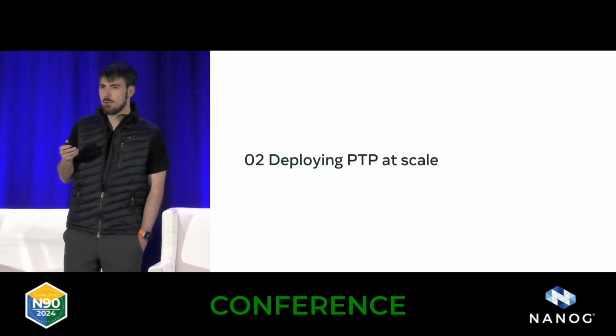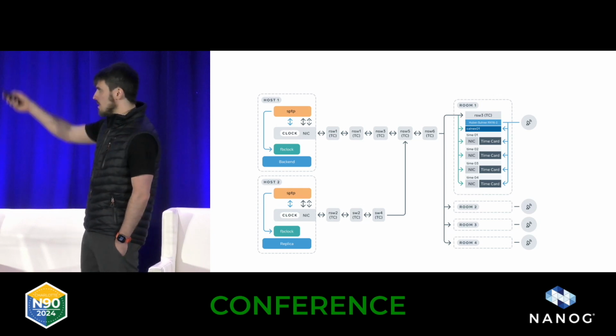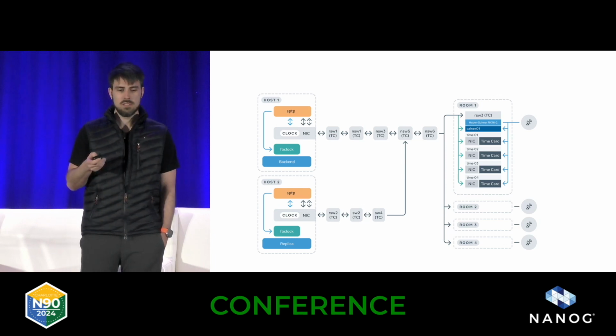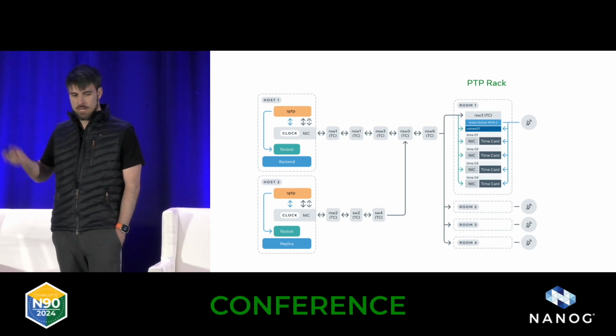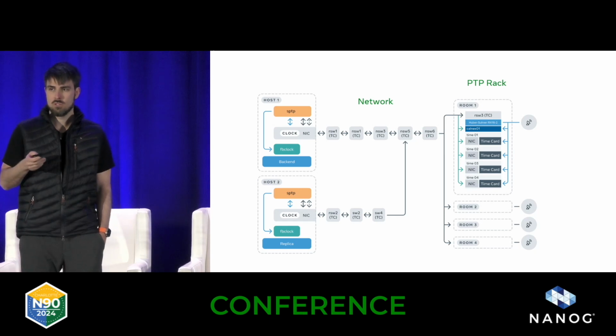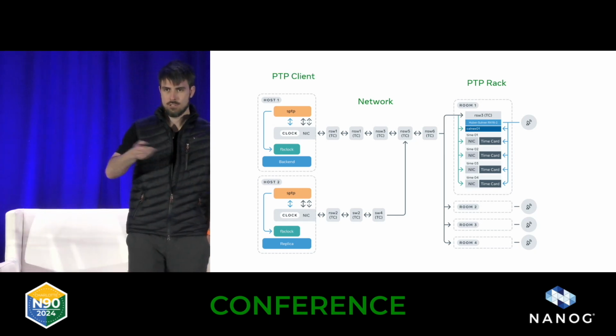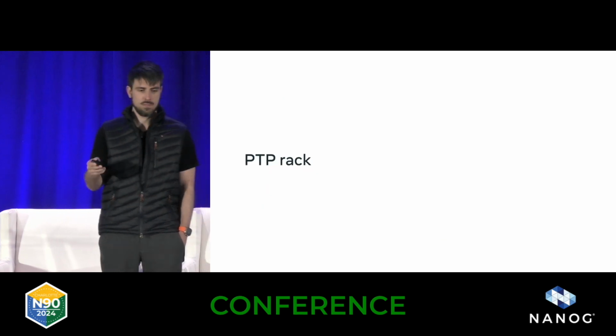So let's talk about how we deployed PTP at scale at Facebook. This is the high-level architecture, and typically we split it into 3 parts. There's the PTP rack, which has all the antennas and all that stuff, then the network, which I'm sure most people here will appreciate, and then the PTP client. This is the part where you actually give the time to the user.